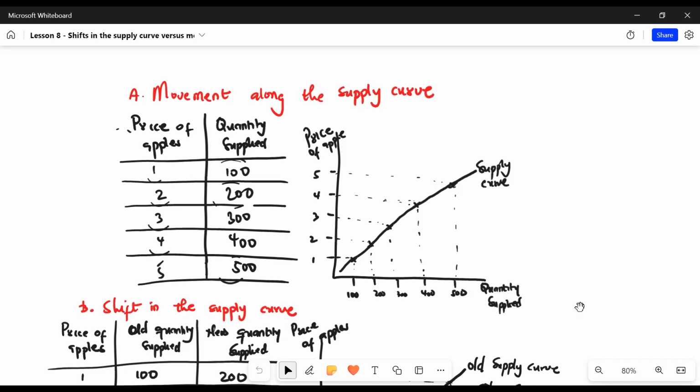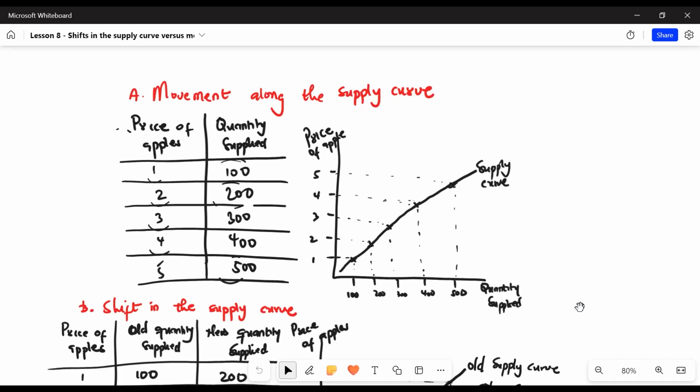So in the market, a lot of factors can change that can affect your quantity supplied. If the only change in the market is the price of a good, then it's called a movement along the supply curve. But when other factors change in the market, apart from the price of the good that is being sold, then it's a shift in the supply curve.